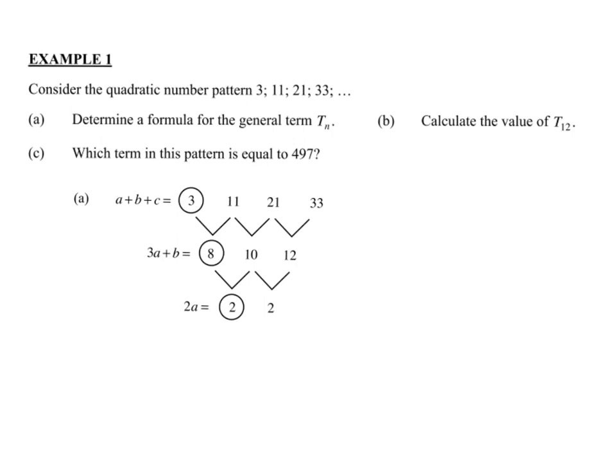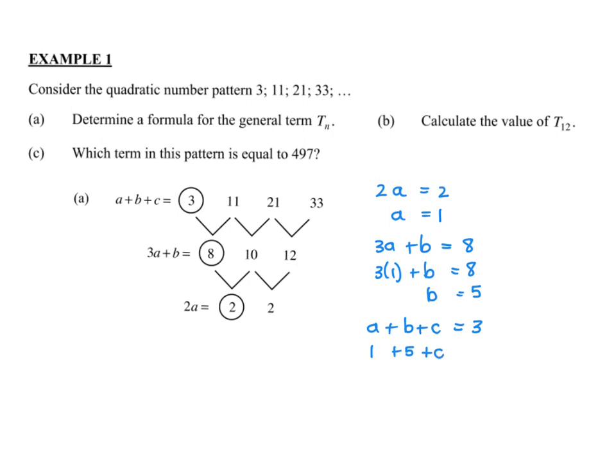2a is therefore equal to 2 and a is equal to 1. 3a plus b is equal to 8, and now you know that a is 1, and you can determine the value of b, and b is equal to 8 minus 3, 5. a plus b plus c is the first term, equal to 3. You know a is 1, b is 5, and then you can determine what c is. 3 minus 6, so c is equal to minus 3.